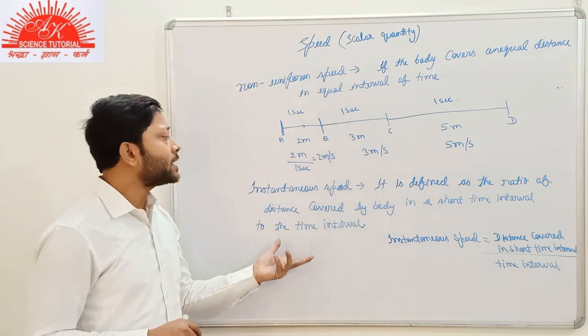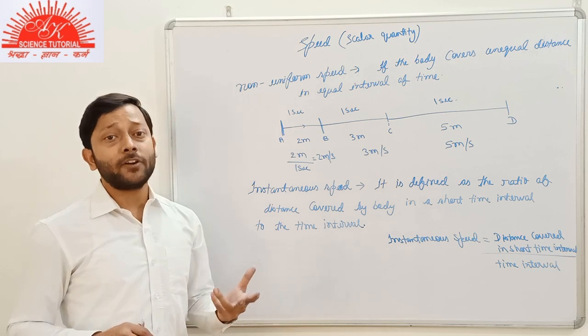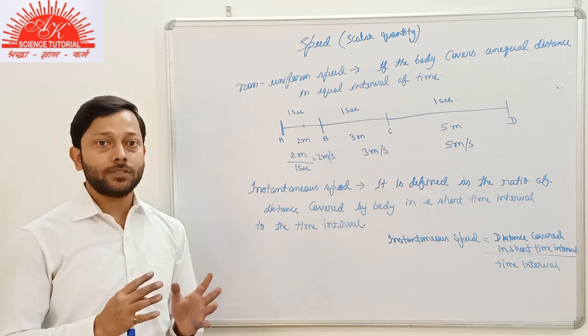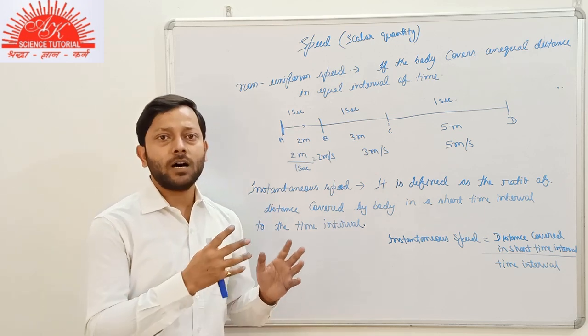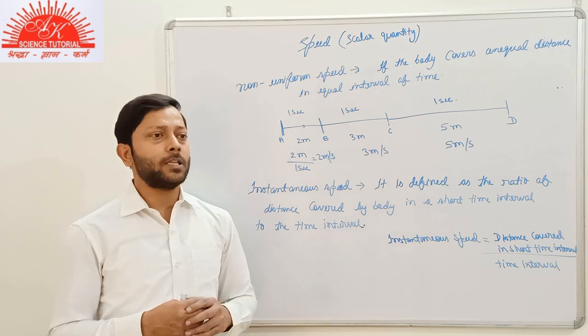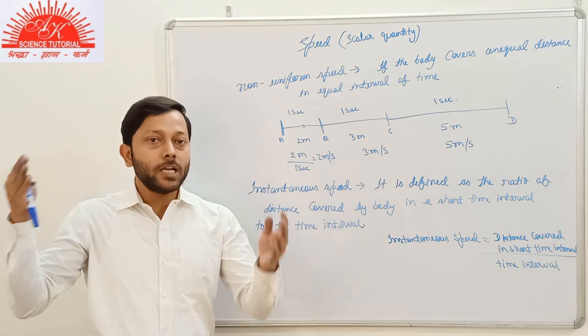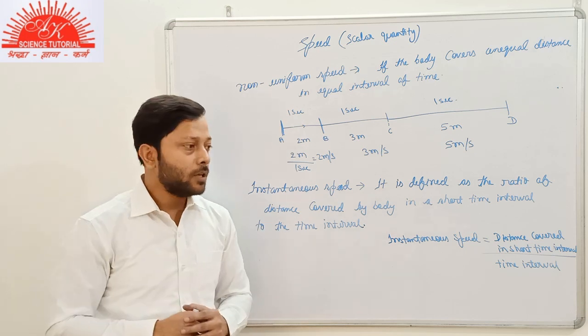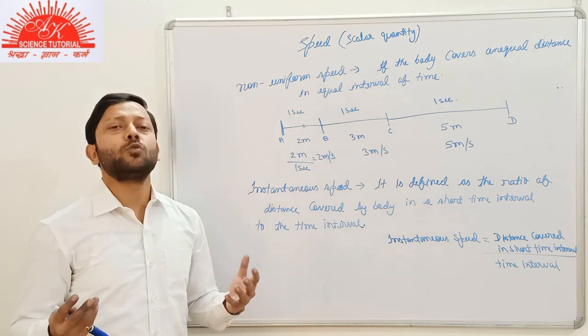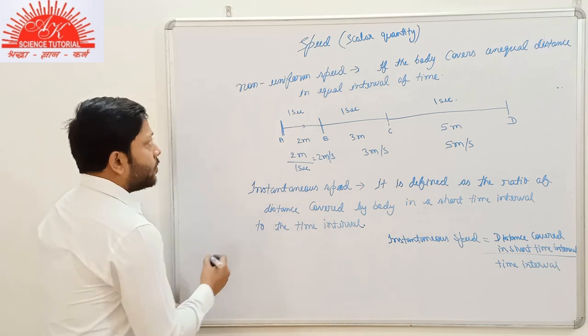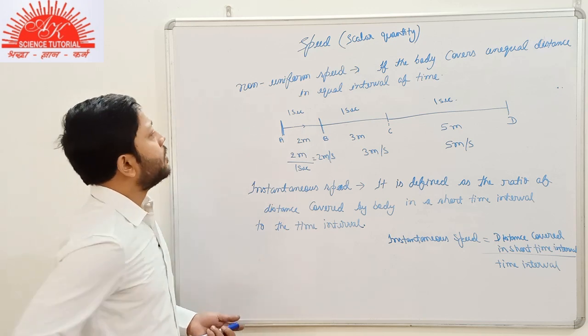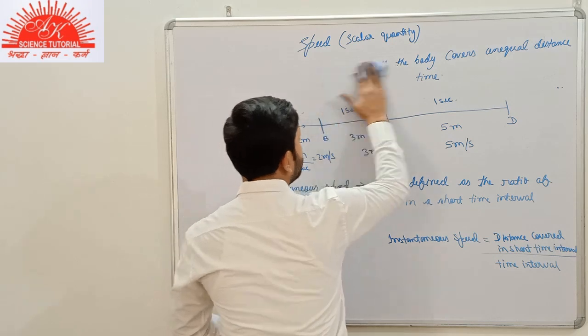Now we move to the next term, that is average speed. As the term sounds, average. You might have learned about the average, the arithmetic mean, in mathematics. What do we do there? We sum up all the numbers and divide by the number of terms. So basically, what is average? It is overall. What is average speed? I'll define it over here.